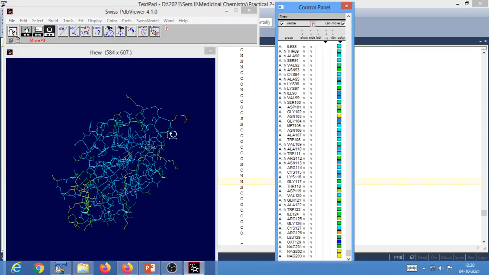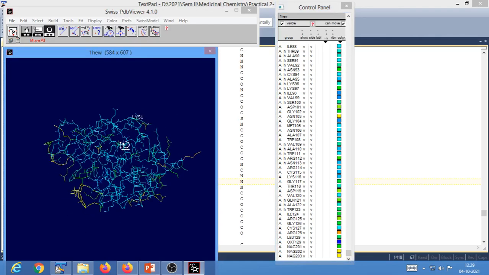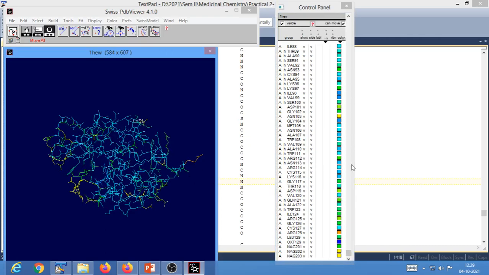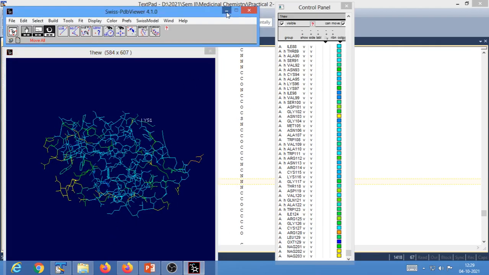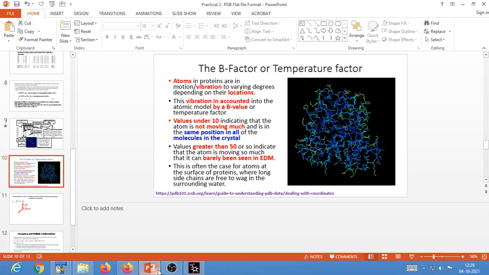So higher B factor would mean that these particular atoms in your PDB file are involved in motion, and the degree of motion can be inferred by coloring it by B factor. Okay, so that is all about your B factor.